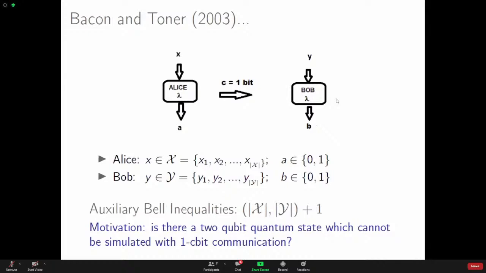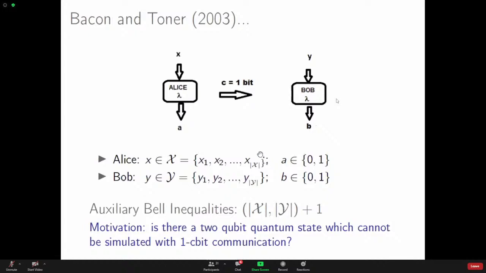So now I just go with some of the results which have been derived. In this scenario, there is this number of measurements of Alice and Bob, and the outcome for each measurement is just 2. And then the communication allowed is just 1 bit. So this is called an auxiliary Bell inequality of type, where the number of measurement settings of Alice and Bob is mentioned, plus 1, meaning 1 C-bit of communication is allowed from Alice to Bob.